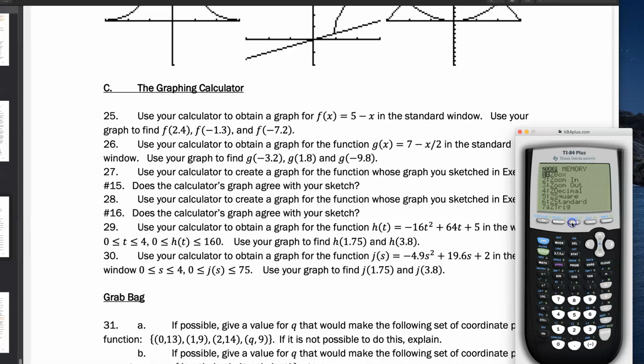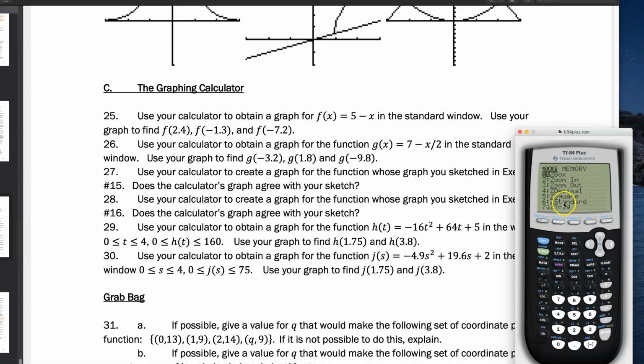The quick and dirty way is to zoom out once. So you come to zoom and then zoom out. And then you have to hit enter again. And it will go based on where your trace is. Still have to go back to trace. So at negative 9.8, we're at 11.9. And now we see, since we're zoomed out, the graph is more contained in the window. So that's a quick and dirty way.